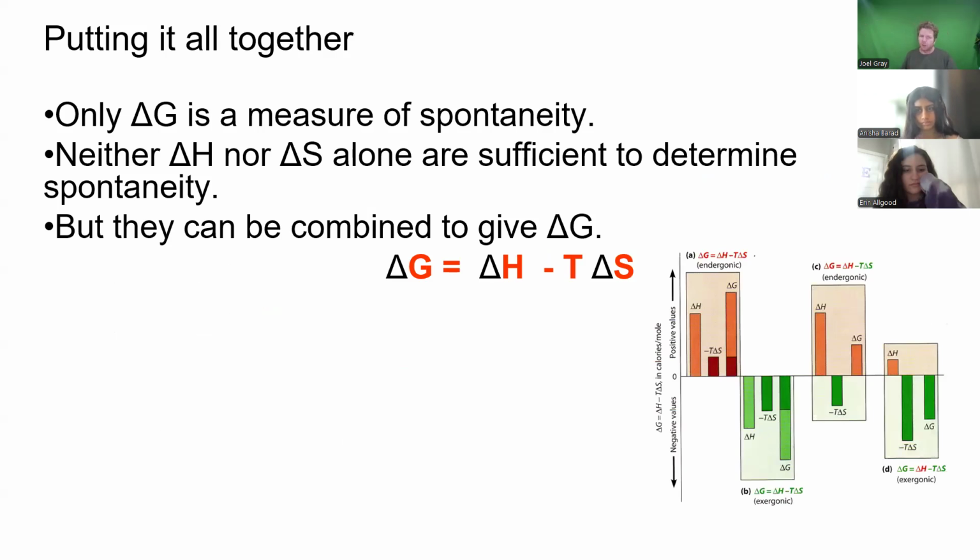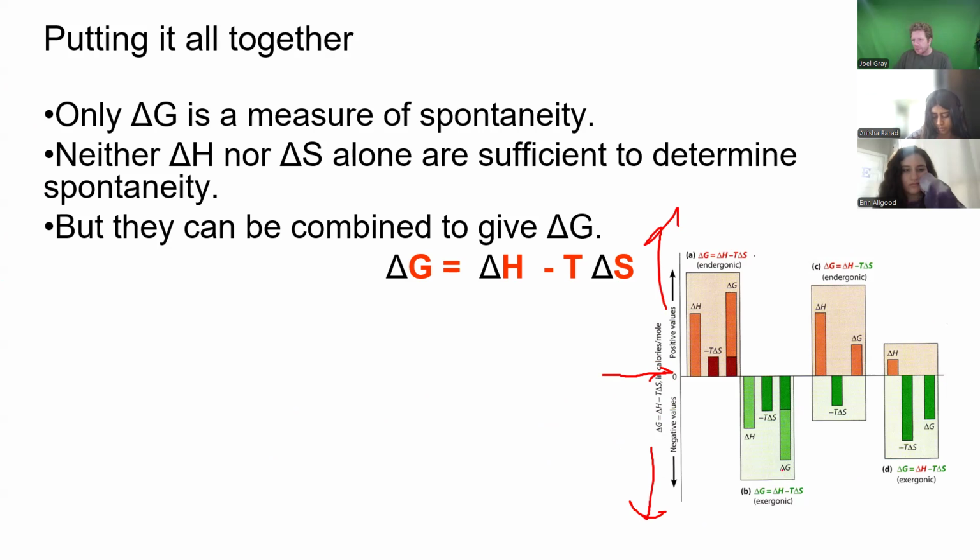This is the only measure of whether a reaction is spontaneous or non-spontaneous. Delta H and delta S alone are insufficient to determine if a reaction is spontaneous. Now, if you look at this plot right here, what I want you to see is that this has a midline of 0, positive values and negative values.